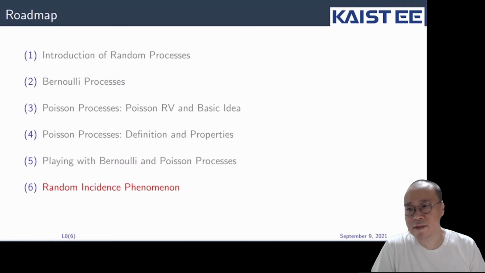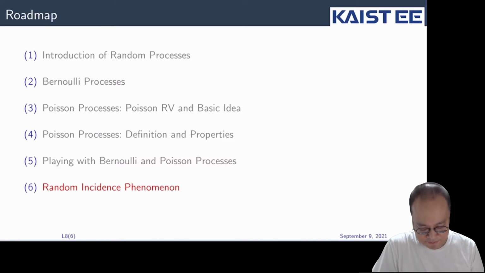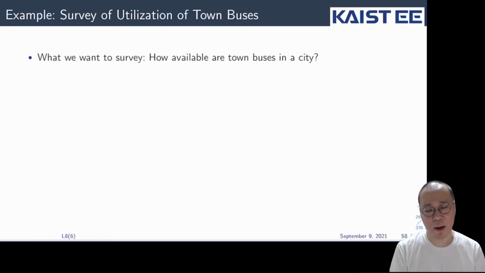Okay, in the next part, we're going to talk about a very interesting topic called the random incidence phenomenon. Here's an example of the problem that we are interested in. Suppose that we want to survey how available the town buses are in a city. We can think about probably two ways of surveying it.